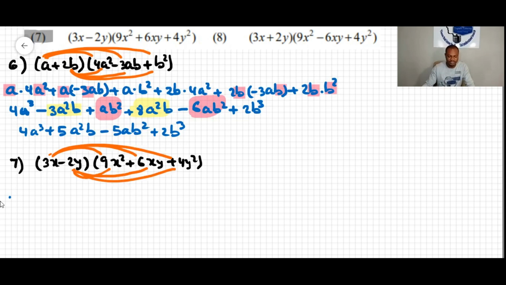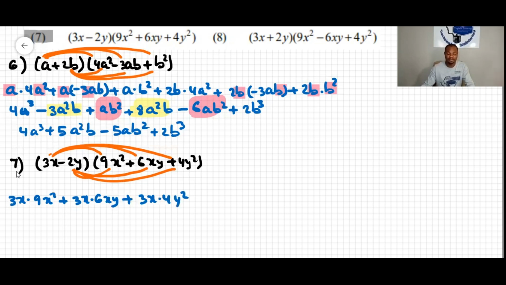So now, I'll start with the 3x. I take 3x times 9x squared, and then plus 3x times 6xy. I say plus because the coefficient in front of the 3x is positive, so I always put positive 3x, and then plus 3x times 4y squared. Now I'm done with the 3x.